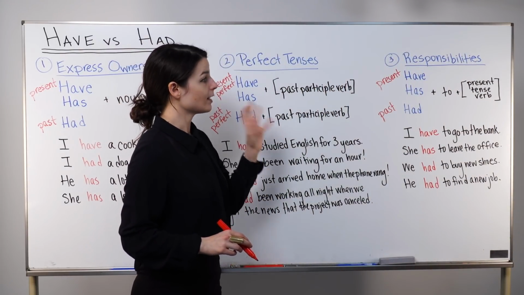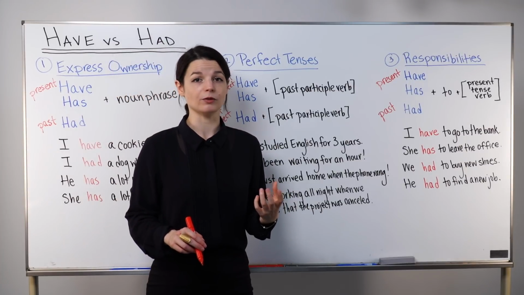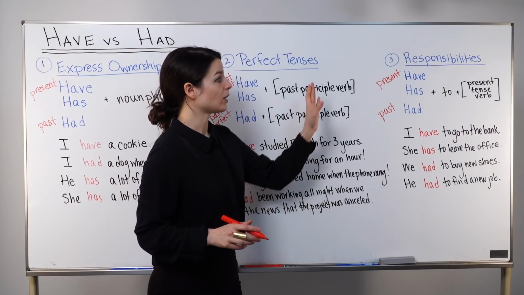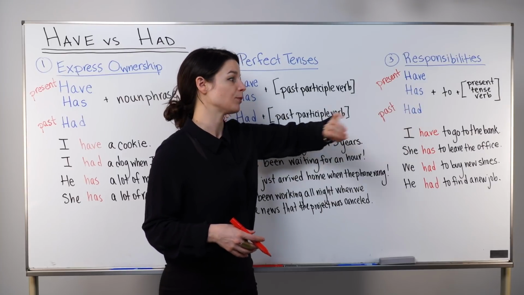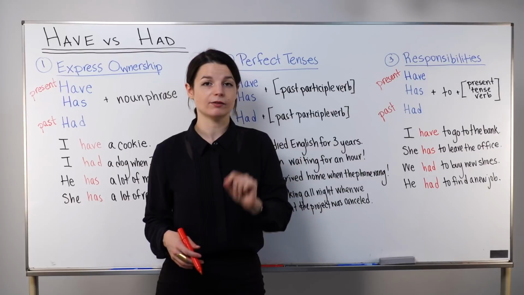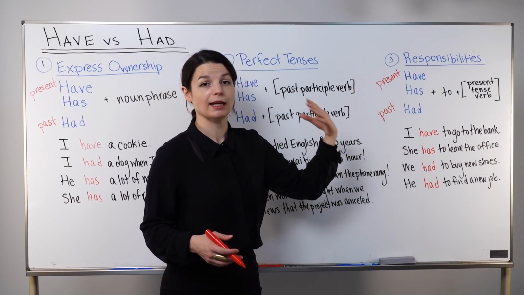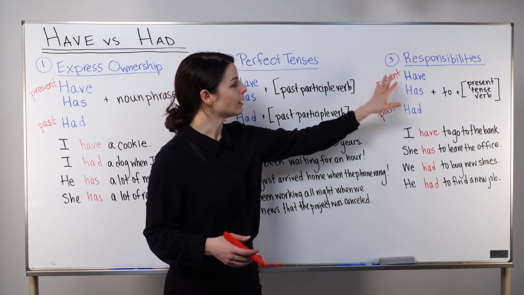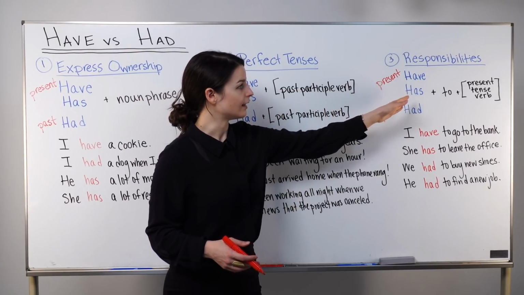We use have and had to talk about responsibilities. This is a very common use of these words. When we talk about present tense responsibilities, we use have or has, again, for he, she, and it subjects, plus to, plus a present tense verb. Of course, we can change this with use of don't. We can make it a negative, don't have to, doesn't have to, and so on. But making a positive sentence for the purposes of this lesson is done in this way.